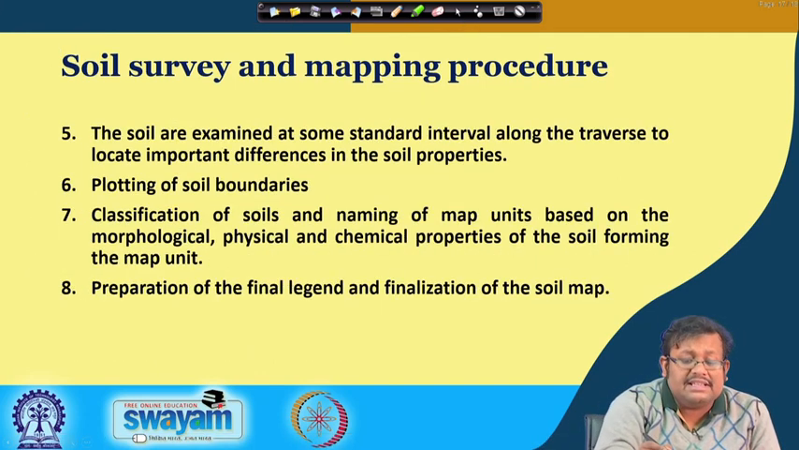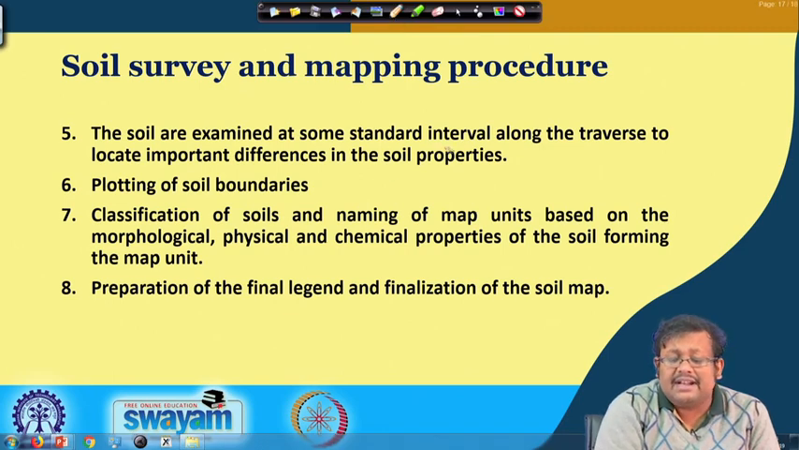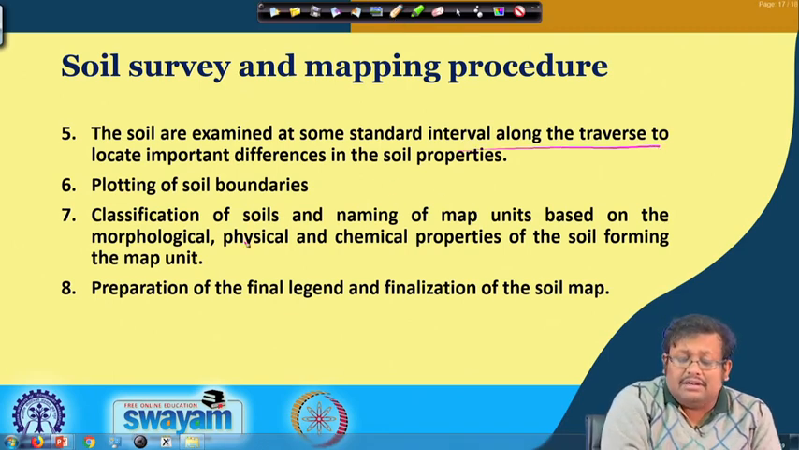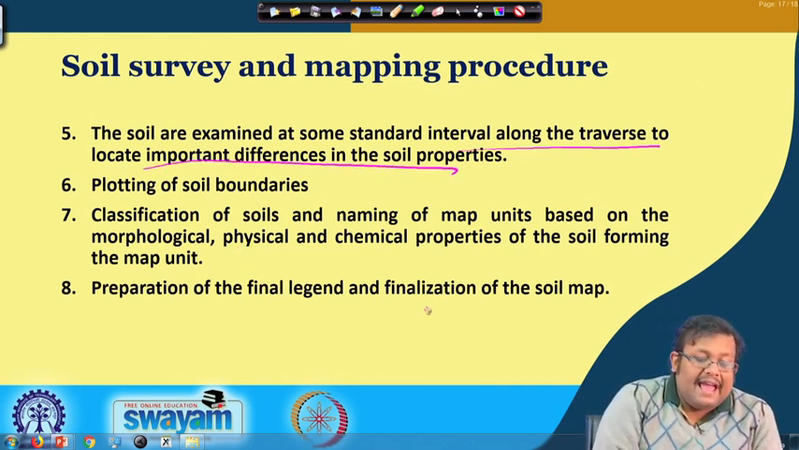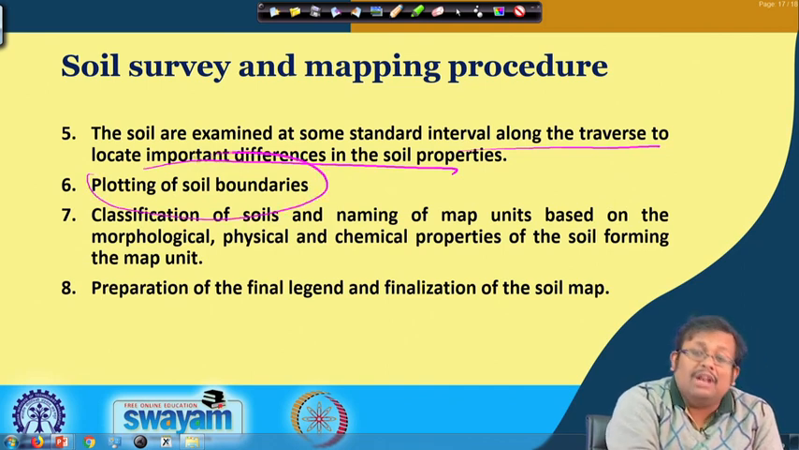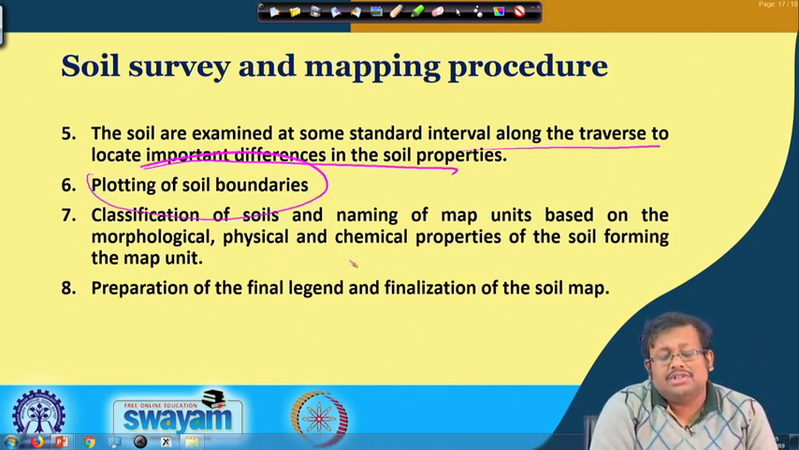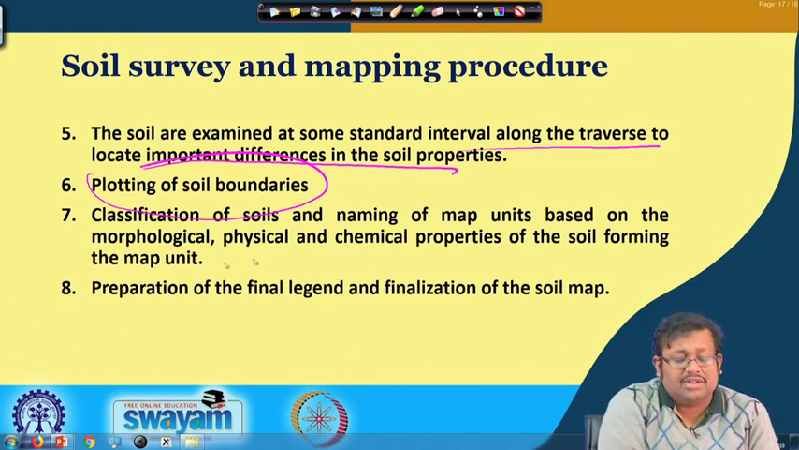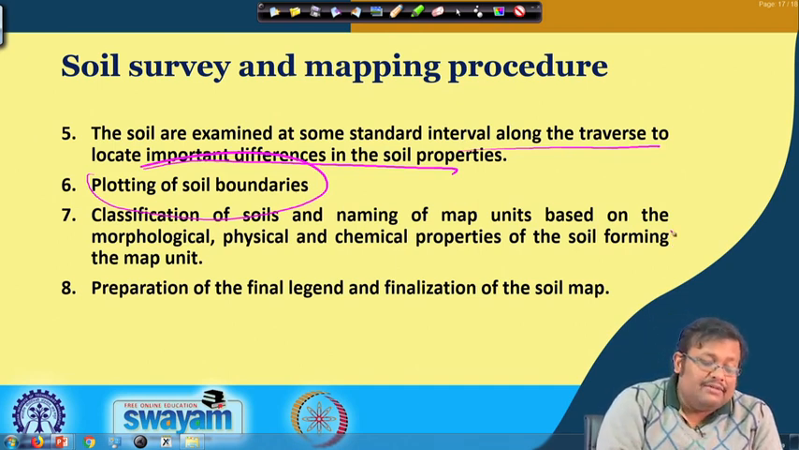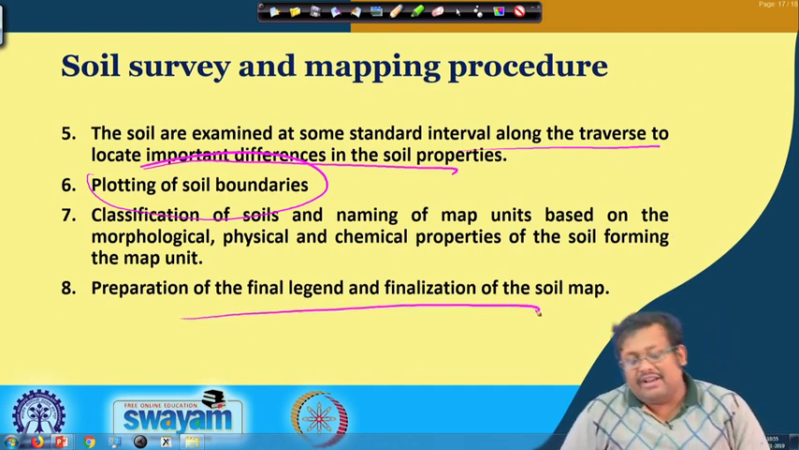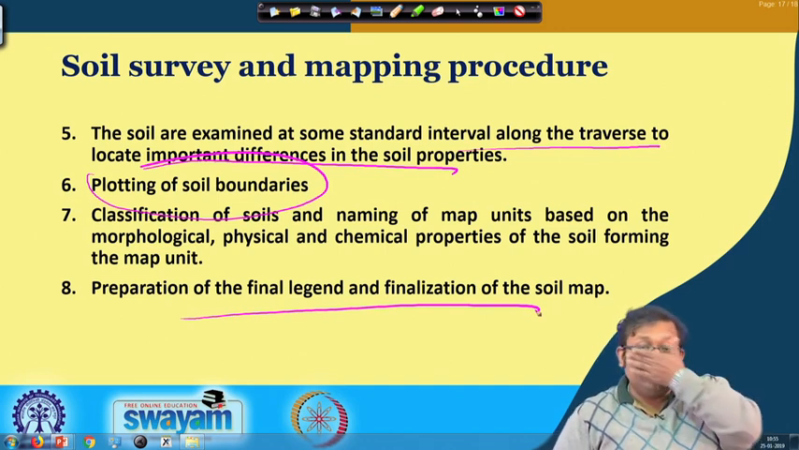The fifth step is basically that the soils are examined at standard intervals along the traverse to locate important differences in their properties, and then we plot the soil boundaries. Once we plot the soil boundaries, we do classification of the soil and naming of the map units based on the morphological, physical and chemical properties of the soil forming the map unit. Finally, we do the preparation of the final legends, finalization of the base map and finalization of the soil units.